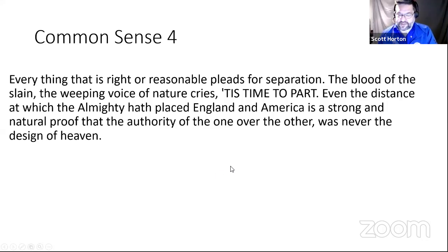And here he capitalizes, just like you would in a text message, to emphasize: the blood of the slain, the weeping voice of nature cries, 'tis time to part. It's time for us to be out of the British Empire. There's no doubt about that anymore.